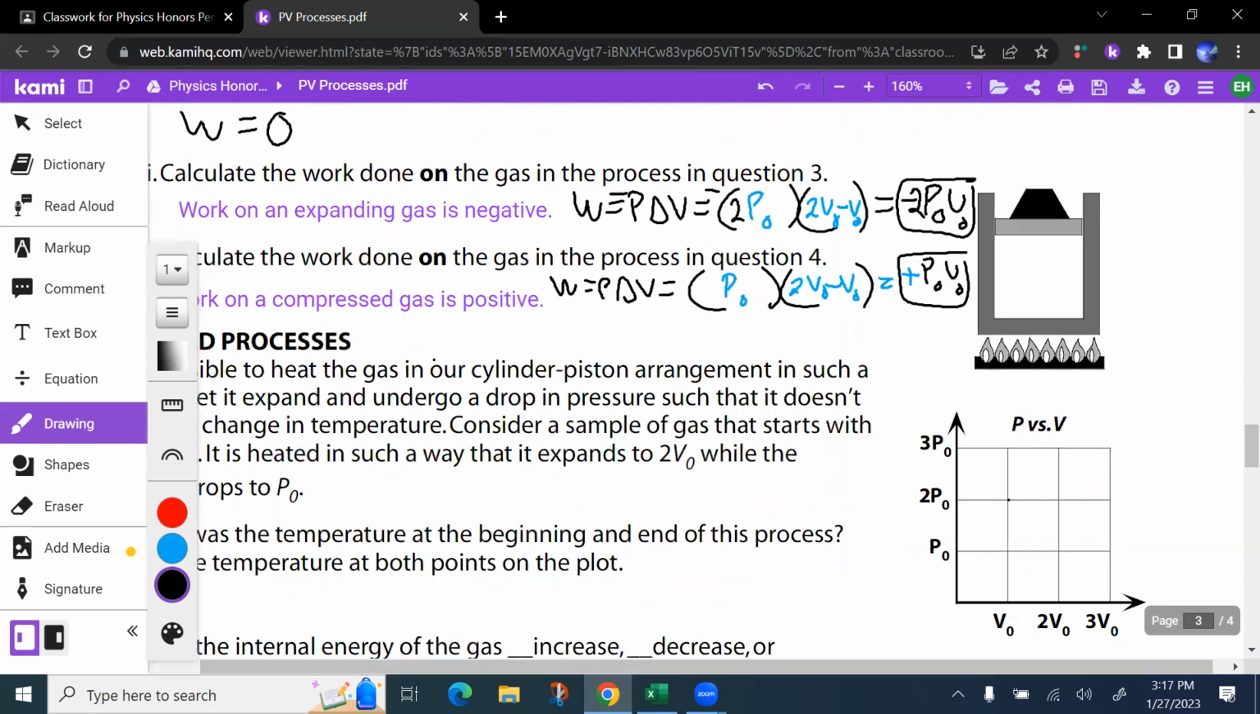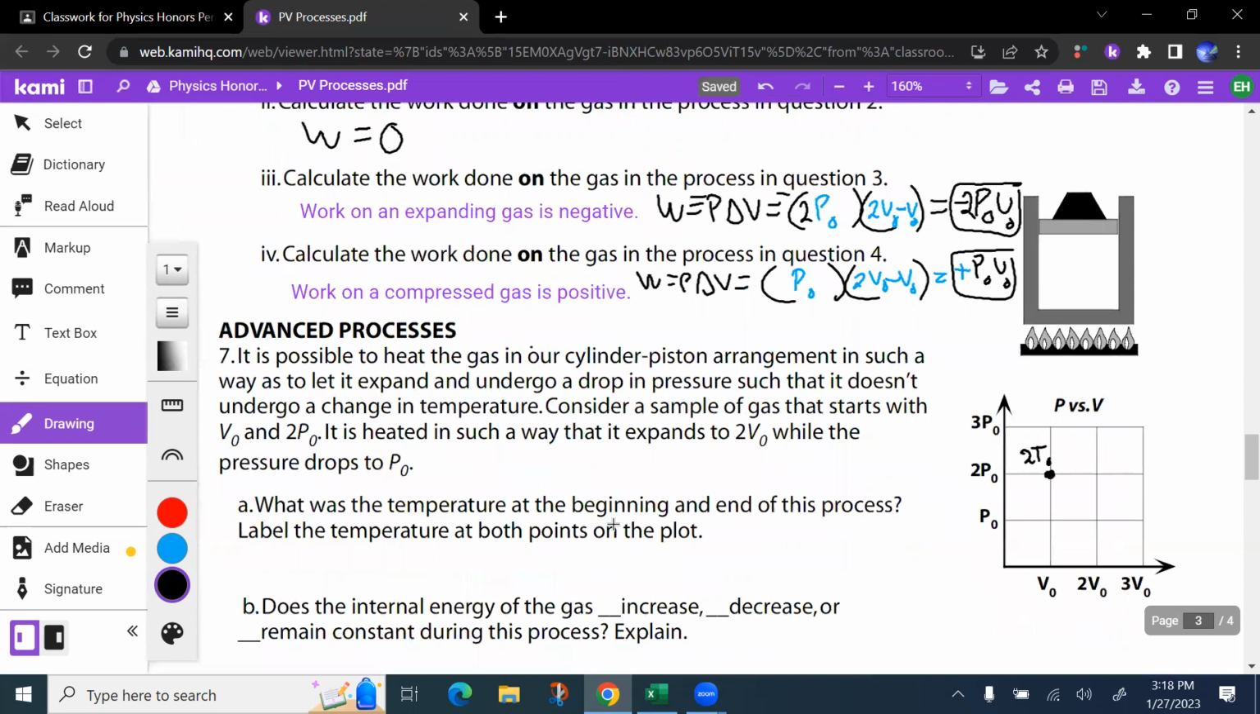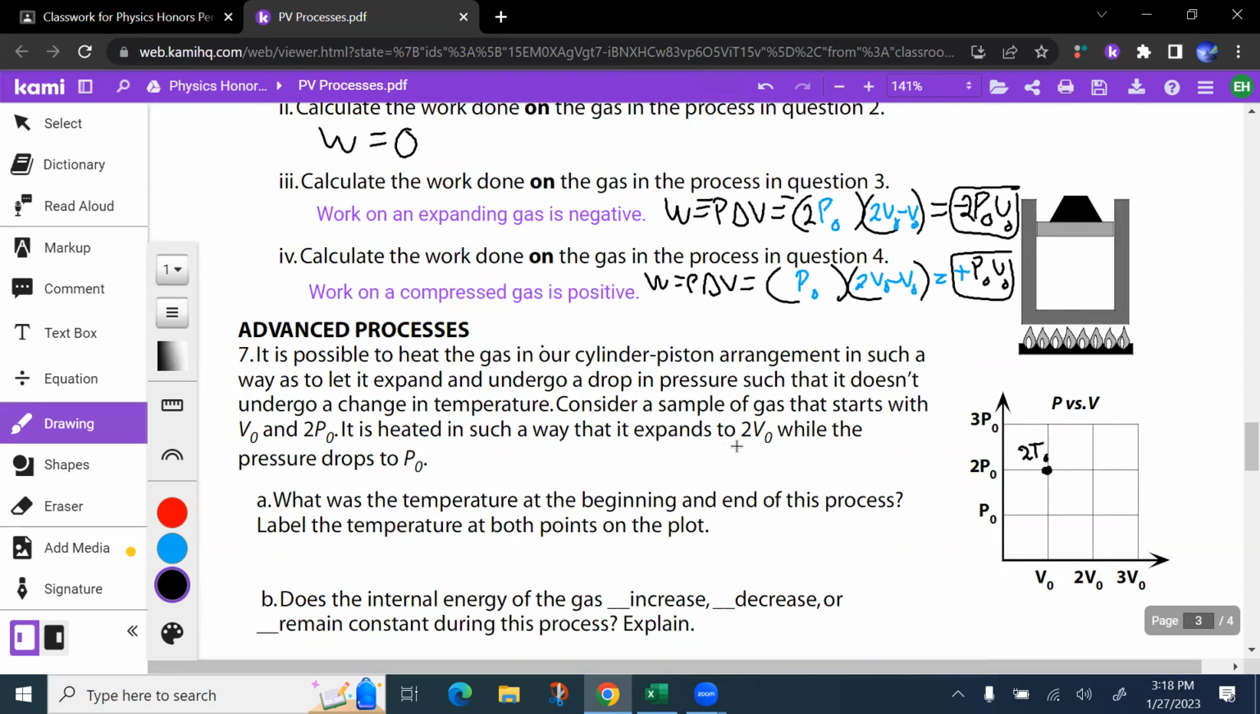Okay, so we're going to start right here. The corresponding temperature would be 2 T naught. Now it's going to expand in such a way that the volume expands to 2 V naught and the pressure drops to P naught. The corresponding temperature here is still 2 T naught. What was the temperature at the beginning of this process? It was 2 T naught in both cases.